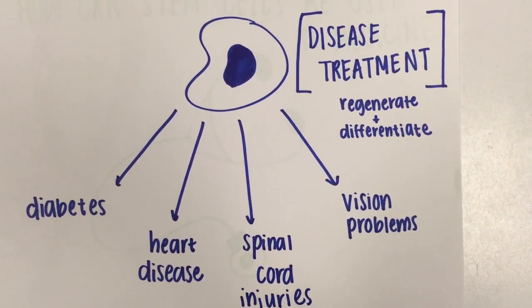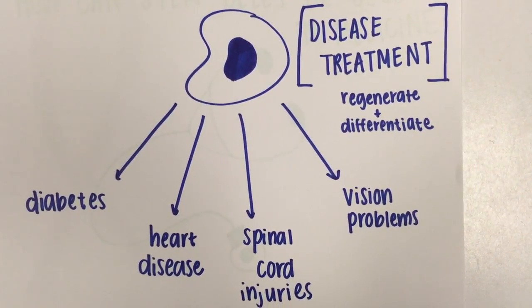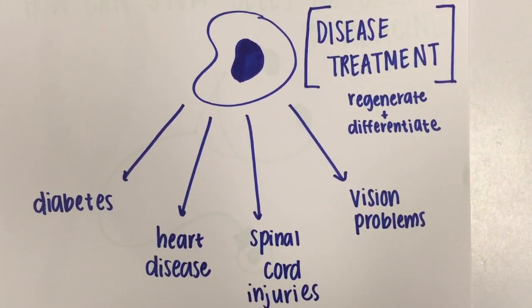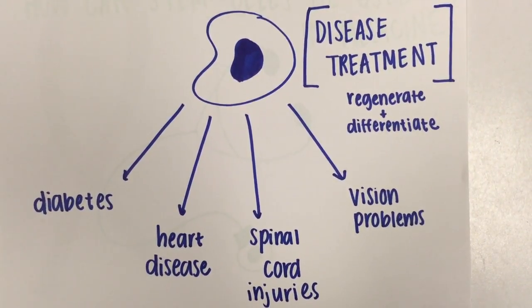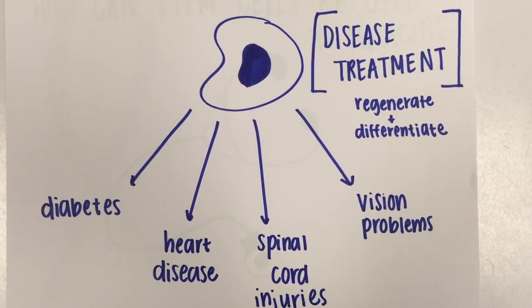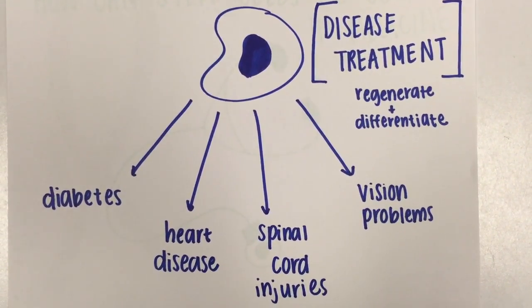Stem cells offer an incredible way to treat many diseases. With their ability to regenerate and differentiate, they can be used to treat diabetes, heart disease, spinal cord injuries, vision problems, and many, many more. Despite being discovered over 30 years ago, they are even useful to treat diseases of the blood, bones, and skin.